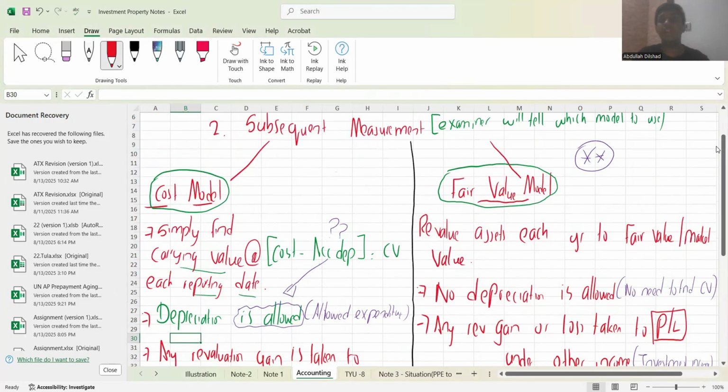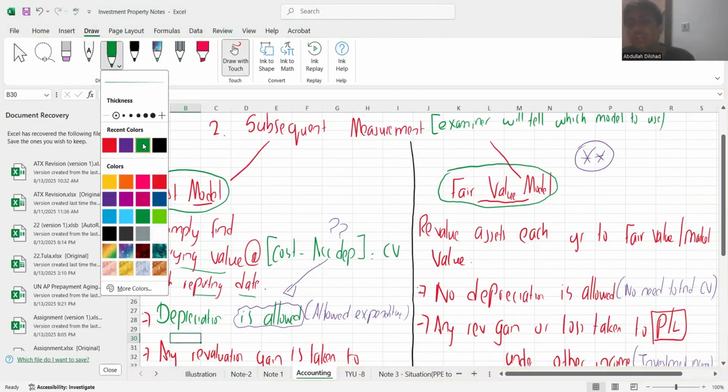Now, this fair value model, I have seen the majority of the time the examiner tests this, right? So that's why I have put a star mark. Each and every time the examiner has a habit of wanting to test you with the fair value model, but it does not mean that your cost model would not be tested, right? There are rare cases that it was also tested. Okay. In terms of fair value, you don't need to calculate carrying value and all. There is no need for you to calculate carrying value, right?